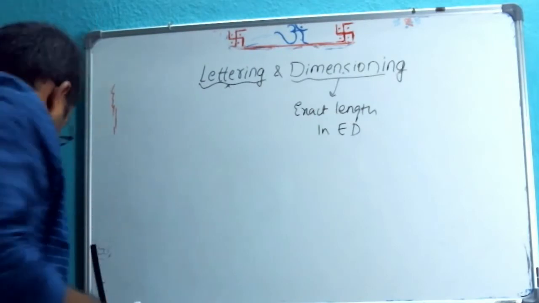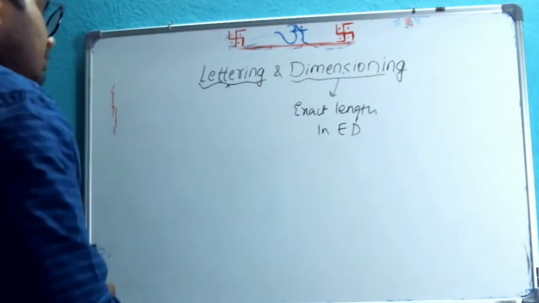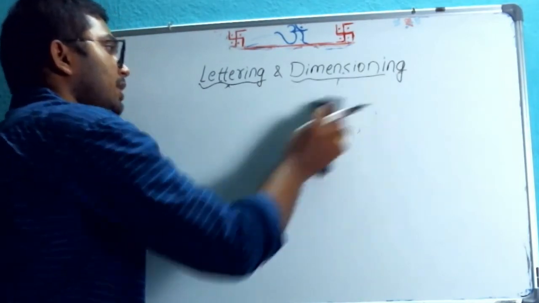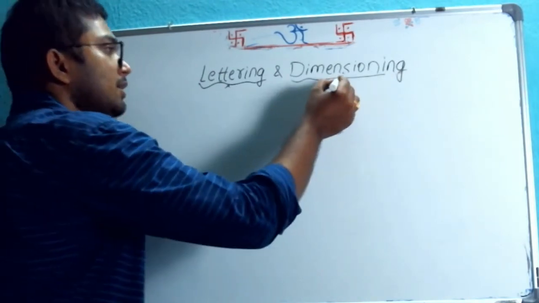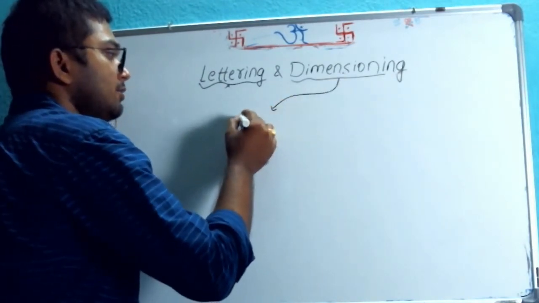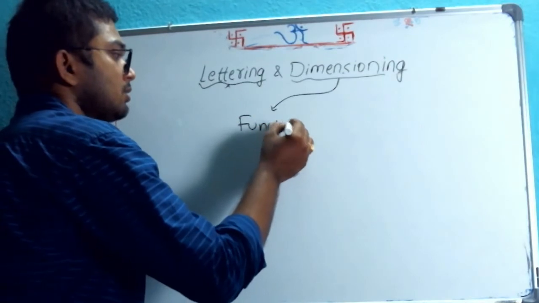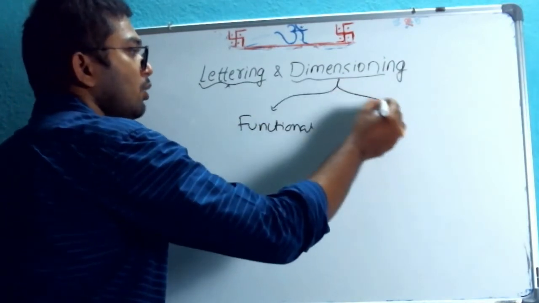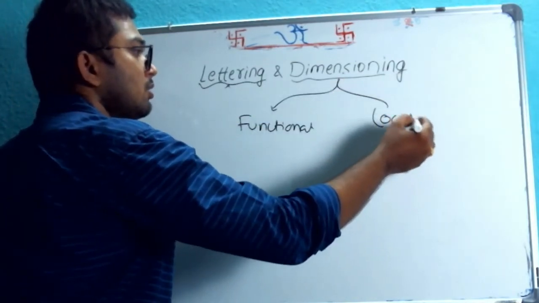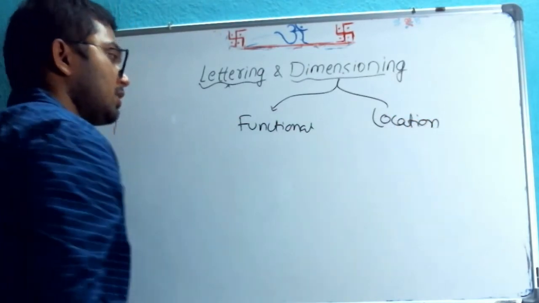Now, there are certain rules and certain types and classifications for dimensioning. In dimensioning, there can be two things again. One is functional dimensioning, and another one is locational or datum dimensions.